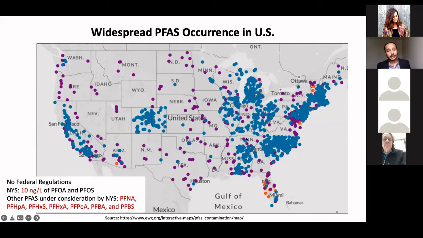Unfortunately, there are no federal regulations for PFAS in drinking water. So individual US states have come up with their own regulations. In New York State, two of the PFAS chemicals, PFOA and PFOS, are regulated in drinking water at 10 nanograms per liter, or parts per trillion, levels. And the New York State Drinking Water Quality Council is currently considering adding additional PFAS for regulation, which includes short chain PFAS as well.